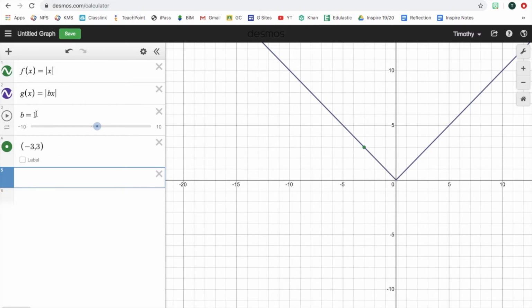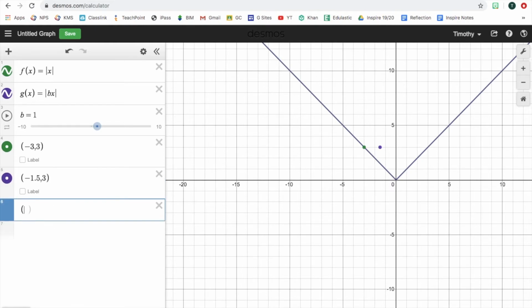Actually, just because I don't have the slider in sections of thirds, we'll make b equal 2. So this is going to be (-1 1/2, 3). And then let's pick another point, on the positive side. Let's say we'll do (10, 10).